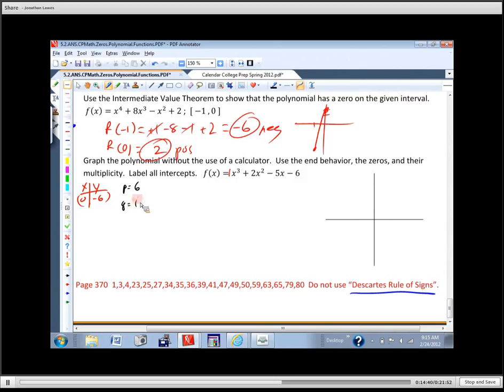Why do we like this, Samantha? It's an easy number to work with. And how many factors does 1 have? Only 1. Okay, so let's write down the factors of 1 and the factors of 6. So this is going to be 1, 2, 3, and 6.